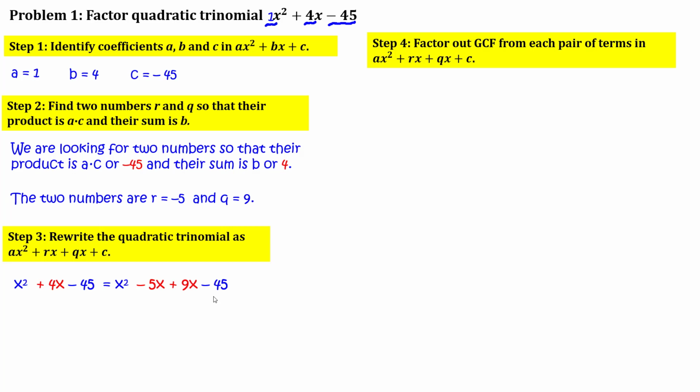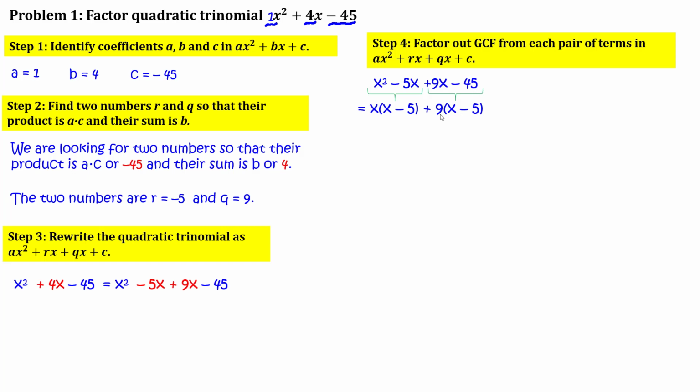So step 4, first I'm going to write out my result here, and then remember what I said, you're going to consider two terms at a time. So x squared minus 5x, I'm going to consider that as one group, and then plus 9x minus 45, I'm going to consider that as another group. X squared minus 5x, the common factor is x, right? X squared divided by x is x. Minus 5x divided by x is negative 5. So x minus 5 is inside the parentheses.